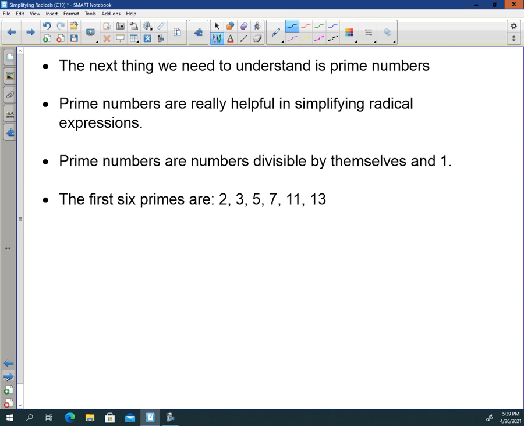And the other thing you really need to know is that the first 6 primes are 2, 3, 5, 7, 11, and 13. It is very likely that those are the only prime numbers that you're going to need to worry about as we go through this process. So just jot those down, 2, 3, 5, 7, 11, and 13, and I'll tell you why they're important here in just a bit.